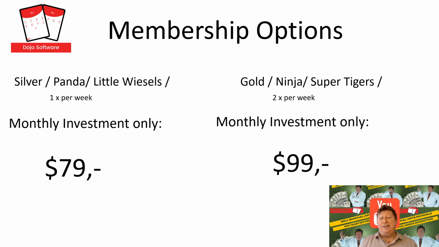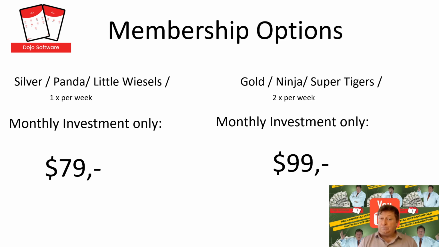And now I'm going to explain to you how important these words are when you're presenting your membership. Because you only present one or two things. So your final question in your close is, which membership is better for you? The silver or the gold? The panda or ninja? The little weasels or the super tigers? You see what we're doing? There's a difference between silver and gold. And there's a difference between a panda and a ninja. And there's definitely, and I'm exaggerating here, calling them little weasels and super tigers. But you see what I'm doing, right?